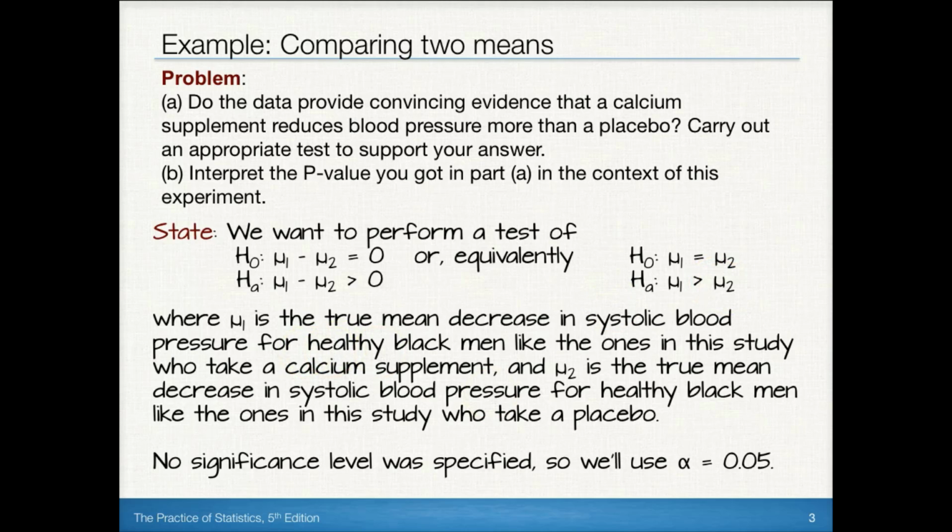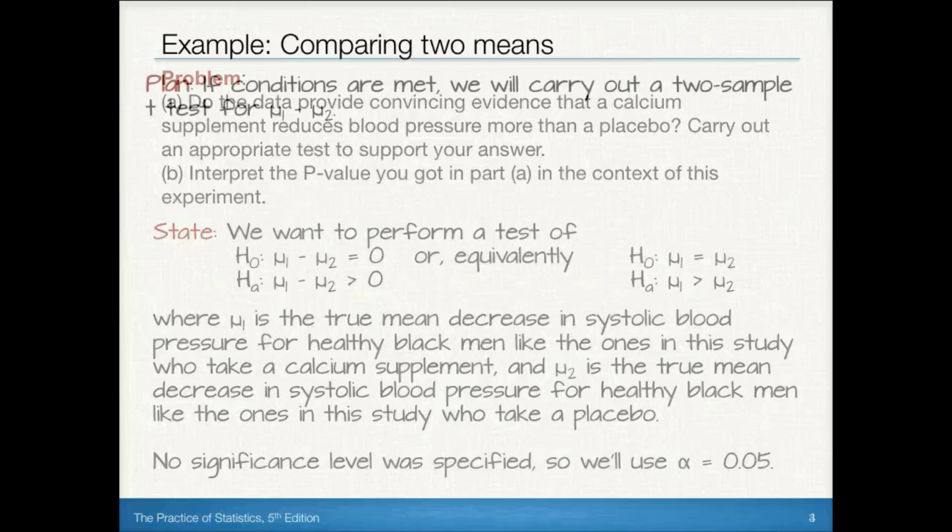Where mu 1 is the true mean decrease in systolic blood pressure for healthy black men like the ones in this study who take a calcium supplement, and mu 2 is the true mean decrease in systolic blood pressure for healthy black men like the ones in this study who take a placebo. No significance level is specified, so we'll go ahead and use alpha equals 0.05.